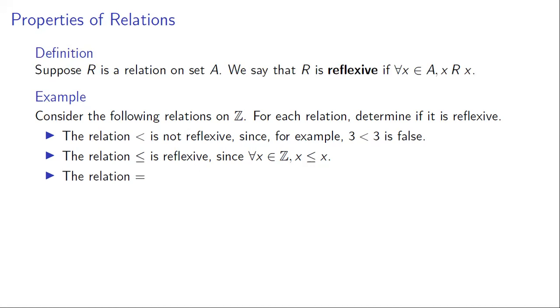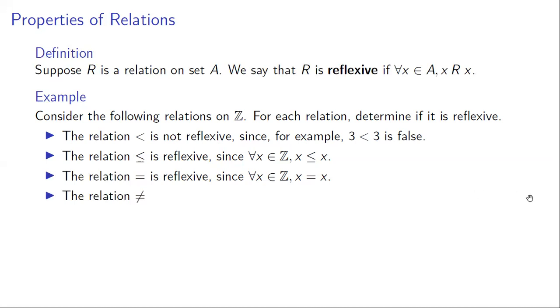Another example. How about the relation equals? We've seen this relation before. The relation equals is a relation on Z. This is also reflexive, since for all x in Z, x is equal to x. No matter what x is, if x is an integer, then x is equal to x. So the equals relation relates every integer to itself. Therefore, the equals relation is a reflexive relation.